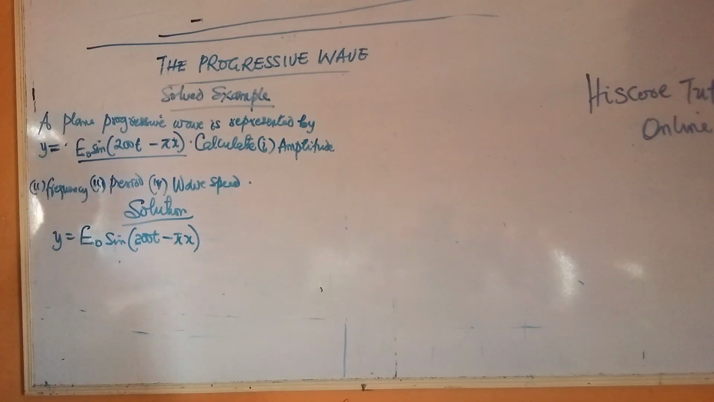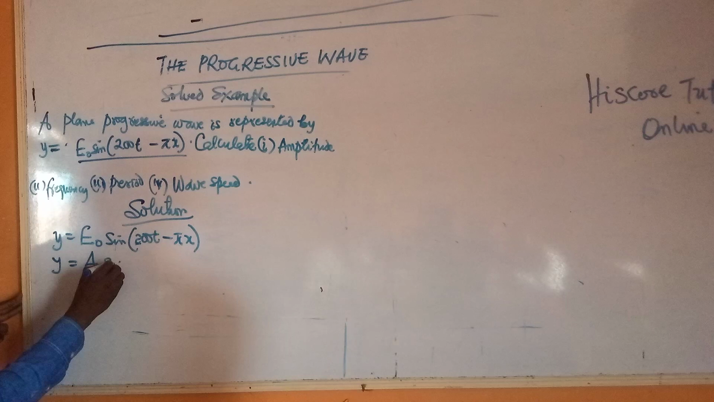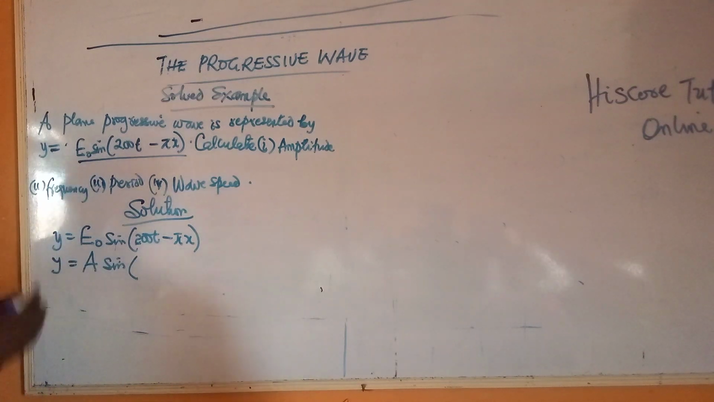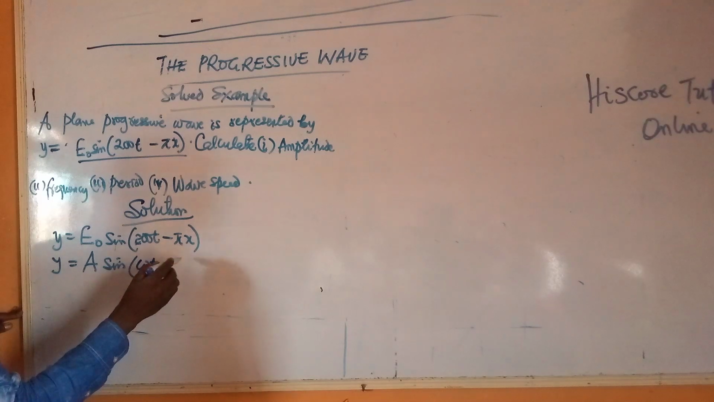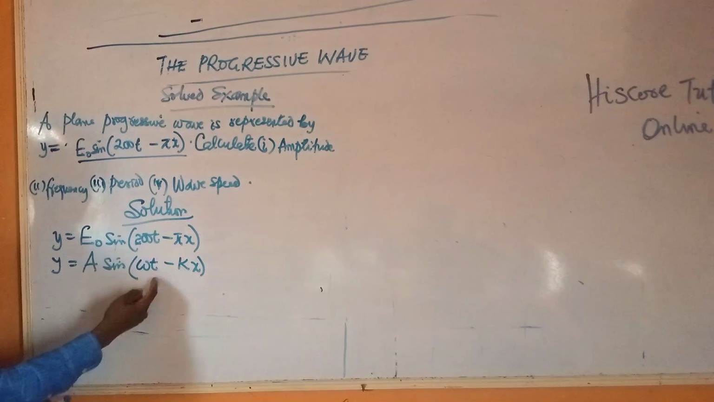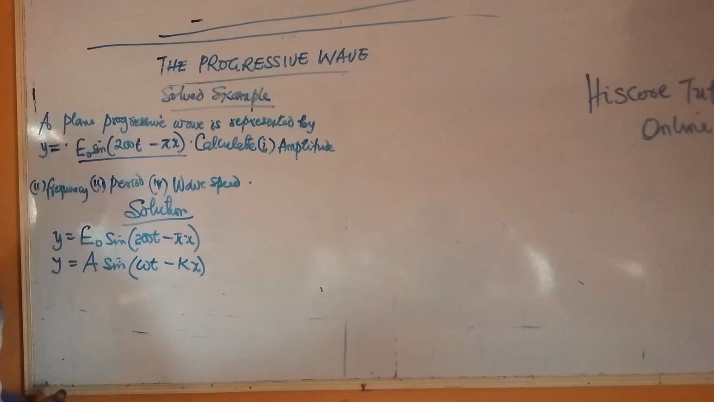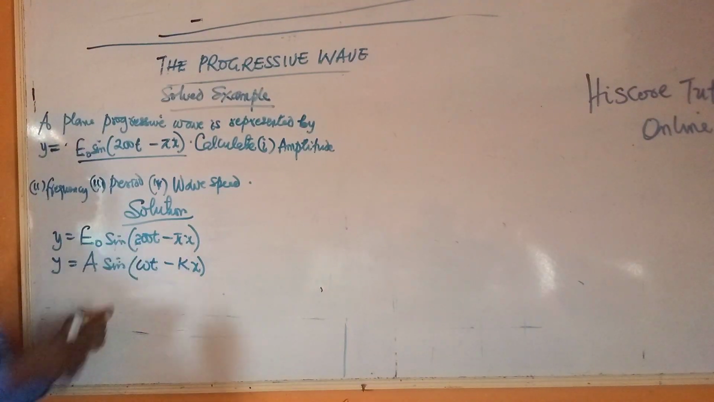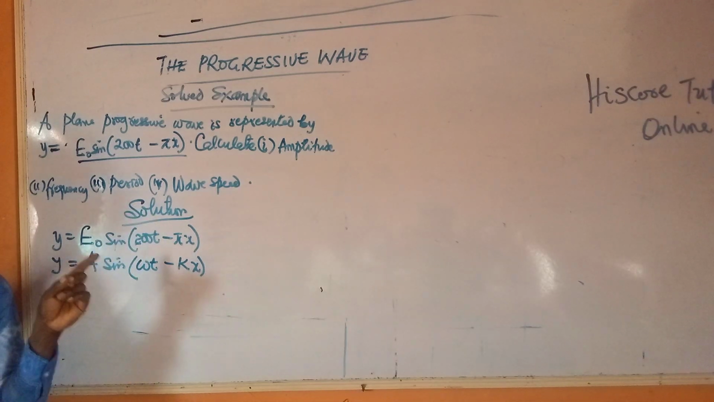Now, by standard, progressive waves are shown by y equals A sine (omega t minus kx). Look at it. Had it been this one comes first, it would have been kx minus omega t. Make sure the t parameter in your question is on the same side as the t parameter in the standard equation. Are you following?